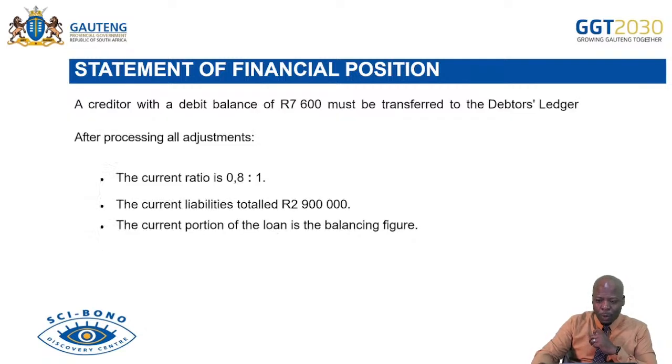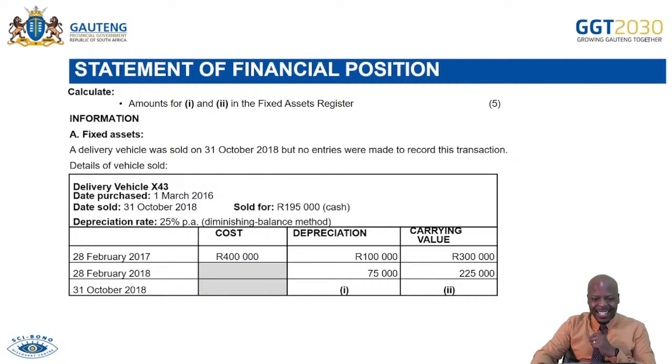And then this is all the information that relates to our question. Let's now begin with some calculations. I know your calculator is ready and you want to do some calculations. So to begin with, it says, calculate amounts 1 and 2 in the fixed asset register.